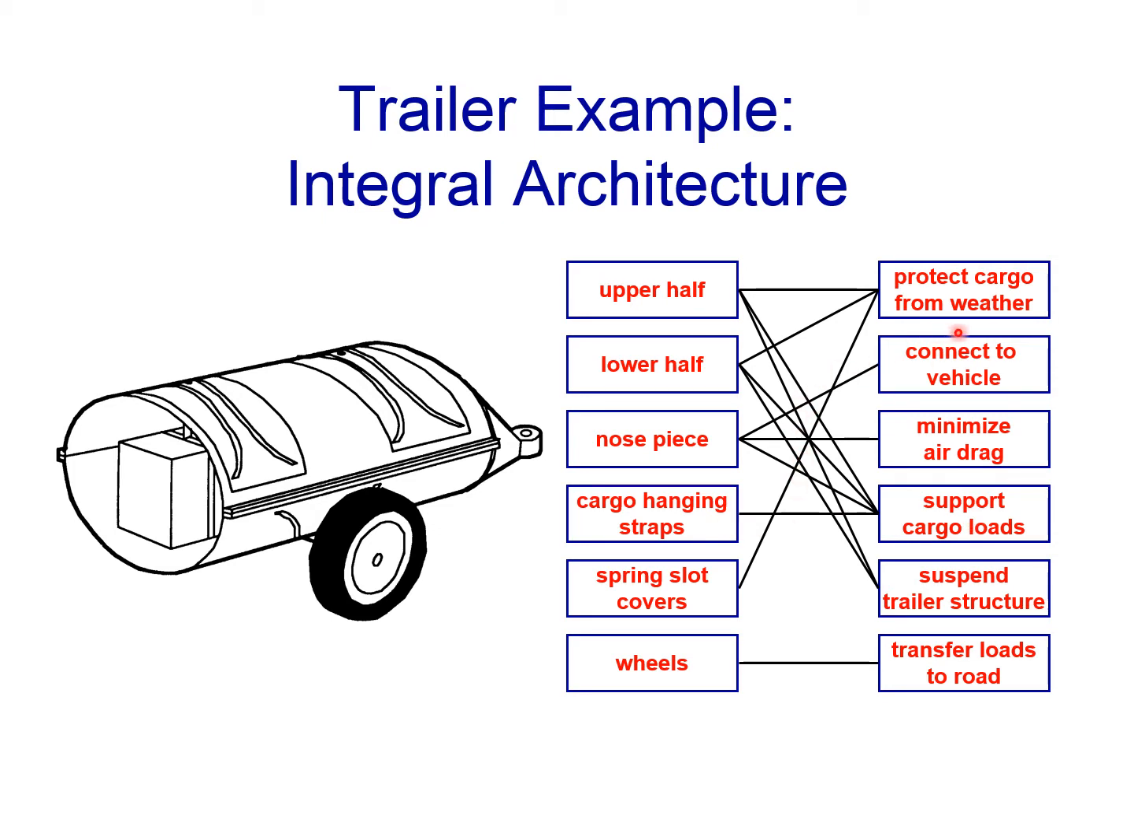The protect cargo, for example, this functional element is implemented by 3 different physical elements: the upper half, the lower half, and the spring slot covers. The lower half also implements 3 different functions, or helps in the implementation of 3 different functions: protect cargo from weather, support cargo tools, loads, and suspend trailer structure. So you can see this many-to-many mapping between functional elements and physical elements. Then what defines the integral modular architecture is the complexity of this mapping.